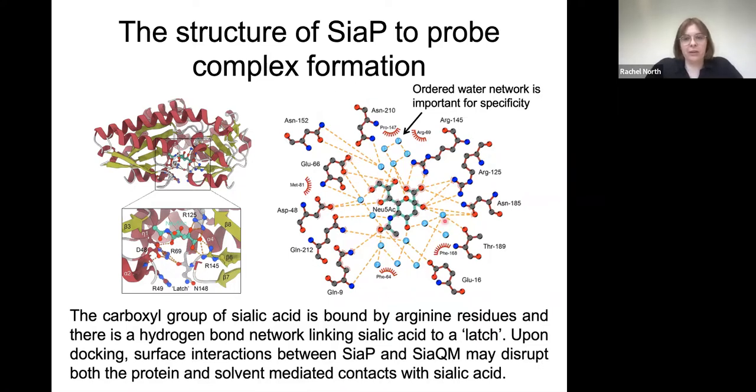In solving our structure at 1 angstrom, we could see that we also had a really nice ordered water or solvent network in the substrate binding site.